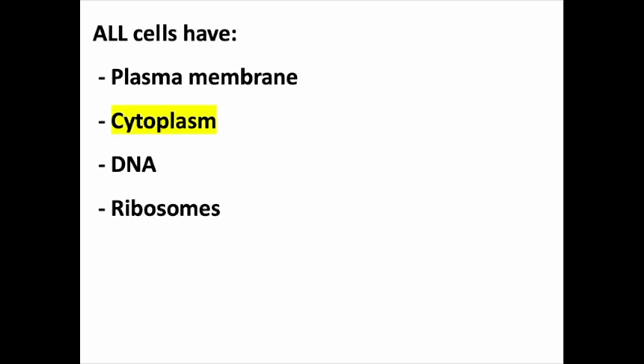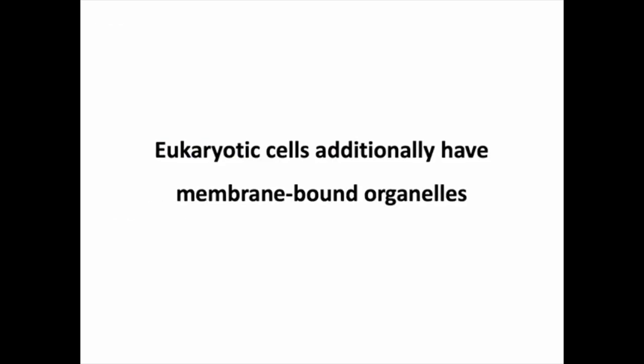Now we can talk about all the extra fun stuff that eukaryotic cells have, because in addition to all those things, eukaryotic cells have membrane-bound organelles. So the cell itself has a membrane around it. These organelles we're about to introduce have their own membranes.